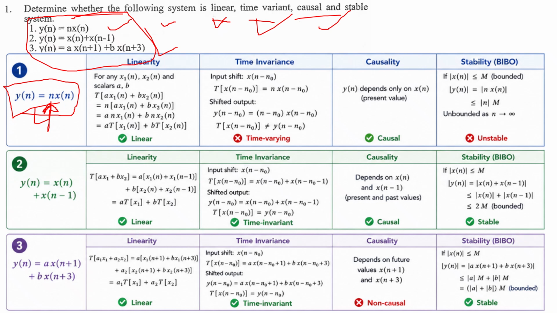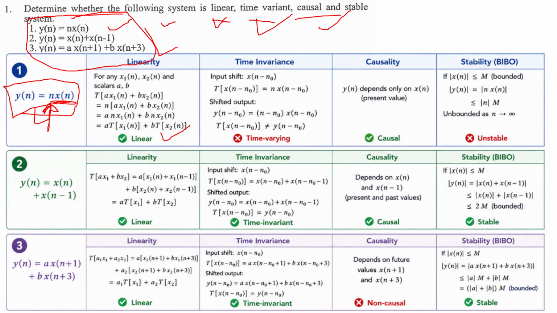Now check the linearity. In order to check the linearity, you can use the system applied to a x1 of n plus b x2 of n, and if it is equal to a times the system applied to x1 of n plus b times the system applied to x2 of n, then definitely this will be linear, otherwise non-linear. Here you can see this is absolutely linear. There is no x square or x cube, something like that. So no power means it's absolutely linear, no doubt.